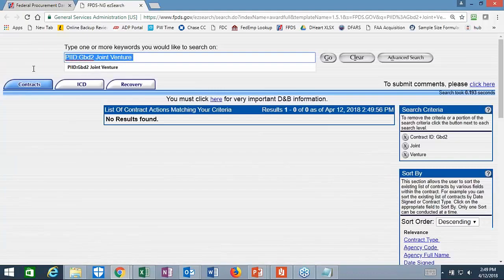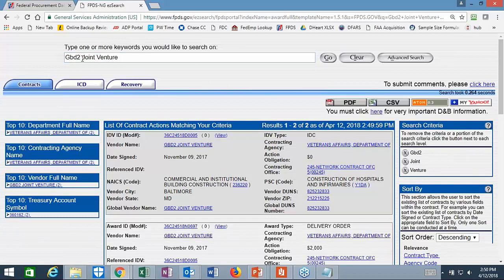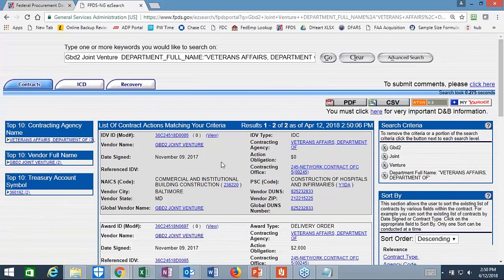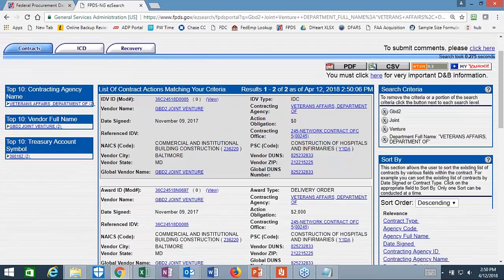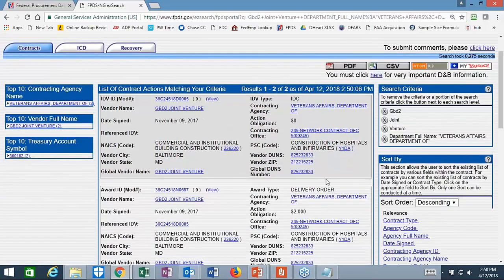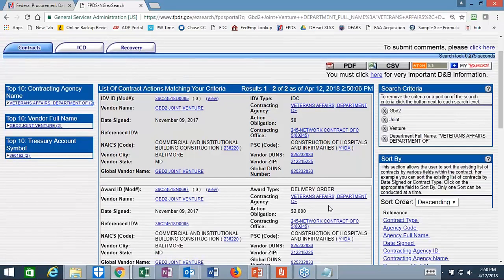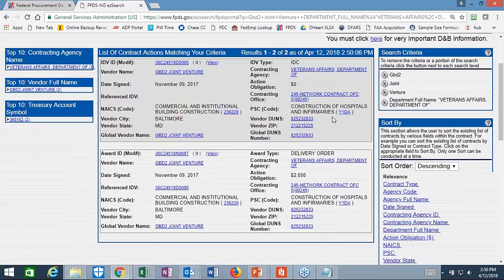Wait a minute. I want to do this. Okay. So here's GBD2 joint venture. They have 2 awards, both of them with the Veterans Affairs. One's an IDC and one's an order. So they only have one order. They got the IDC, and then they did win an order. They just started out FY18. Let's look at view.